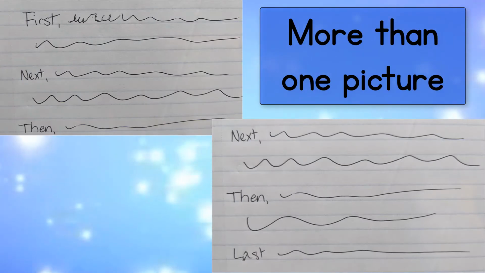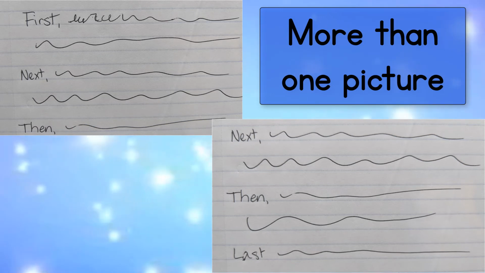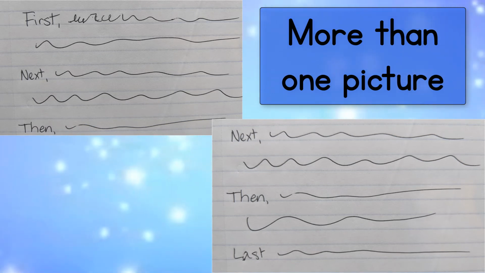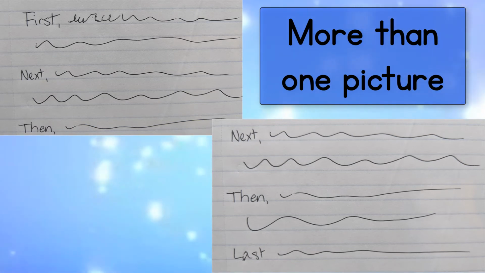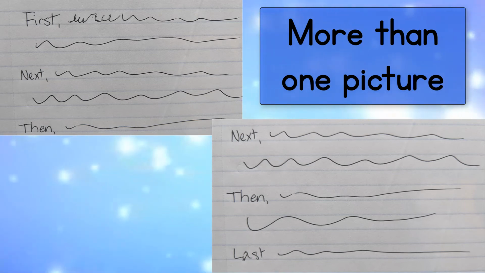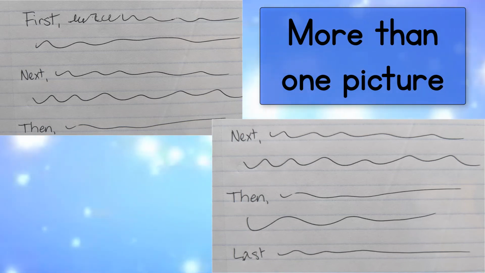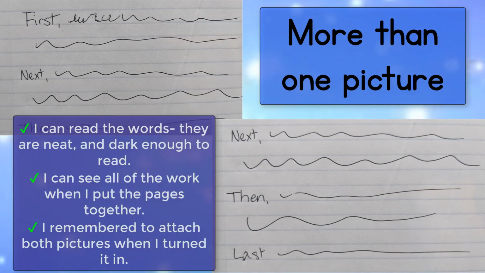The next option of pictures you might turn in is more than one picture. It could be 2, it could be 3, it could be 7. However many pictures you need so that we can see all of your work. So we're going to check the same 2 things that we checked for the one picture: that I can read the words, they are nice and neat, and they're dark enough to read. We're going to check that. And we're going to check that I can see all of the work when you put these pages together. On the other one, it was I can see all the work on the one picture. This one is I can see all of the work when I put these pages together.